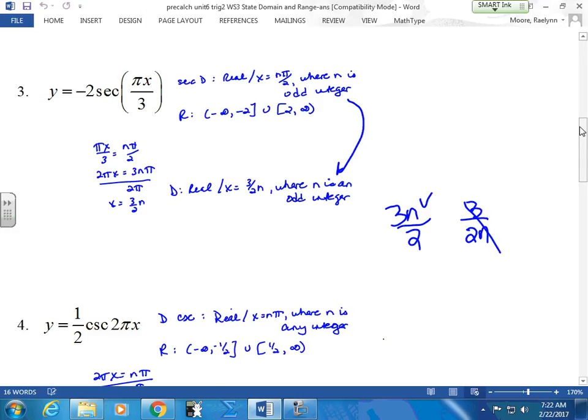Make sense? Now this one is very hard to graph. It's 3 halves of n where n is an odd integer. So you'd have to put a 1 in there, put a 3 in there, and you're still going to get a lot of fractions. I wouldn't ask you to graph this. Just find the domain for this.